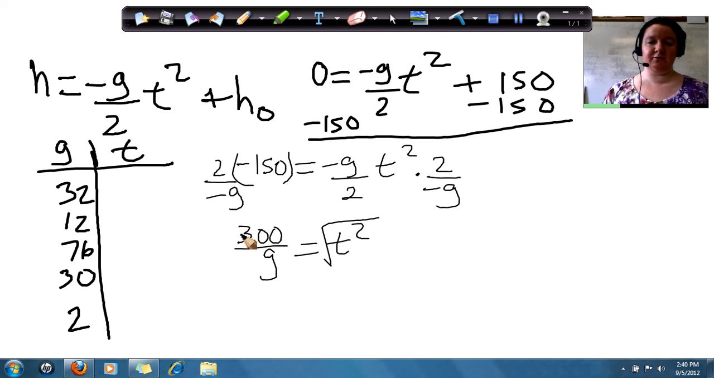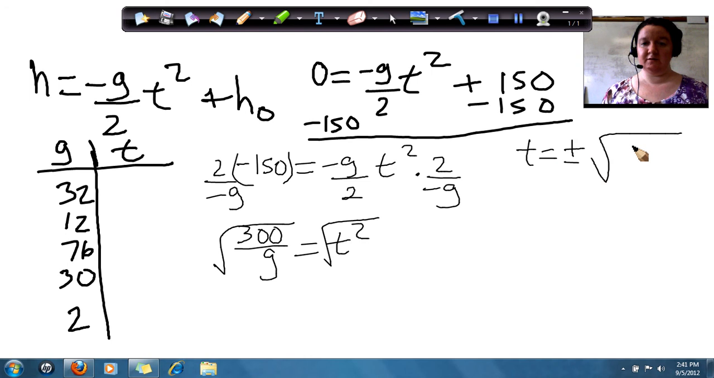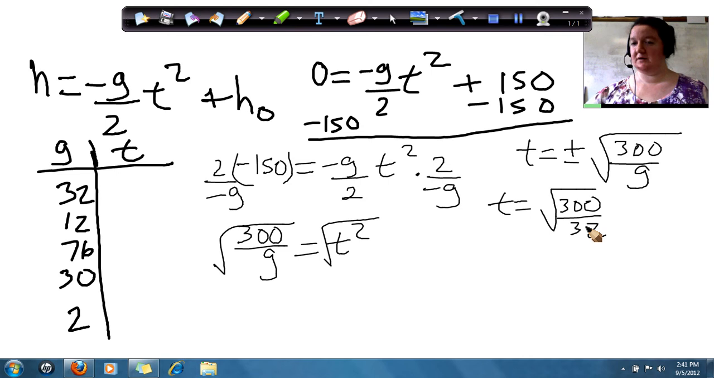We're going to find the square root. And remember, we can't have negative time, so actually we're just plugging in the values into this equation. So we know that our time is equal to plus or minus the square root of 300 divided by G. But we know that we can only have positive time. So if I plug 32 into that equation, for the first one, 300 divided by 32.